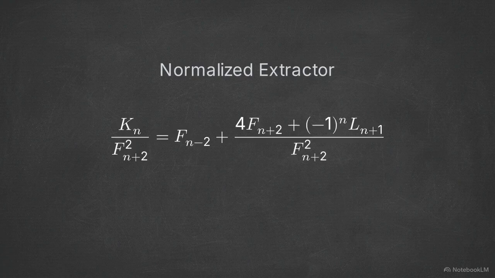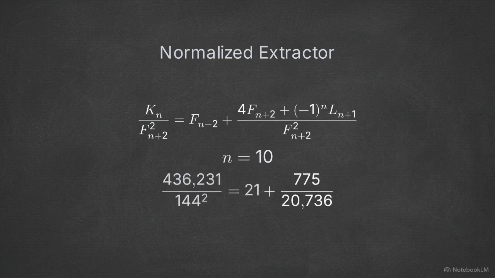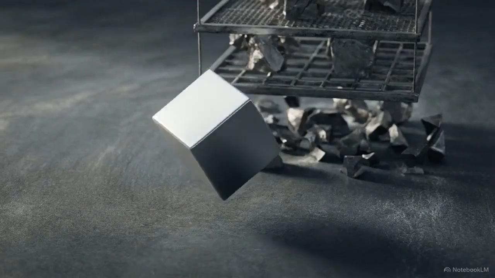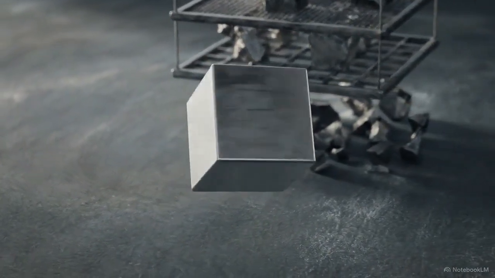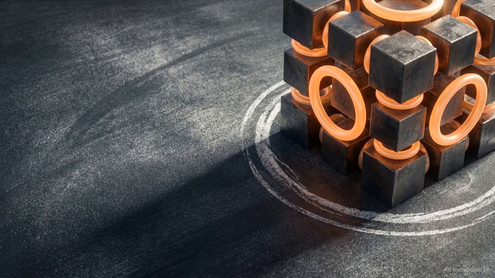By dividing the original kn expression by the squared boundary term, we arrive at the normalized extractor formula shown here. Applying our n equals 10 variables to this specific structure means we are calculating 436,231 divided by 144 squared. The normalized bracket perfectly extracts a lower Fibonacci rung, fn-2, while simultaneously isolating a predictable alternating Lucas residual. With the discriminant isolated, we move to the right pillar of our proof, the equation's roots.